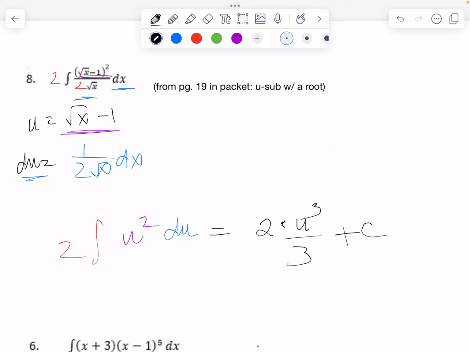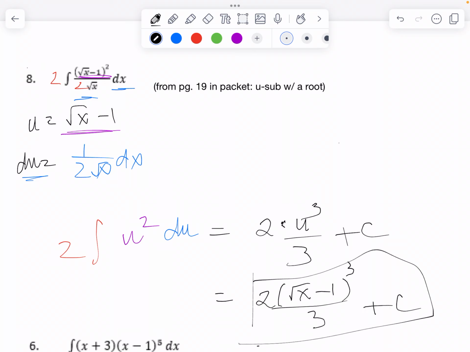And then just make sure that you end back where you started, with x's. So this final part is going to be 2 times root x minus 1 to the third over 3 plus c. And if I was to reiterate anything on this problem, the big reason I chose this problem is just to recognize that the derivative of root x is 1 over 2 root x moving forward.